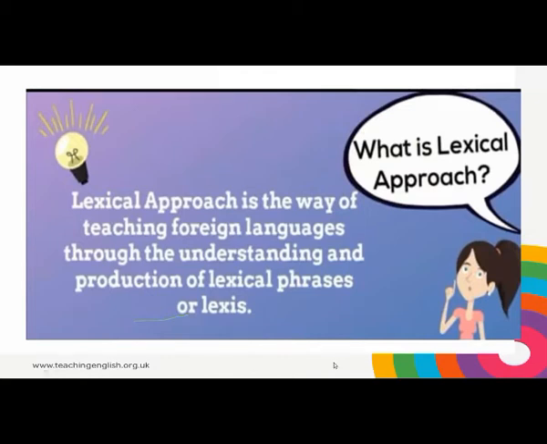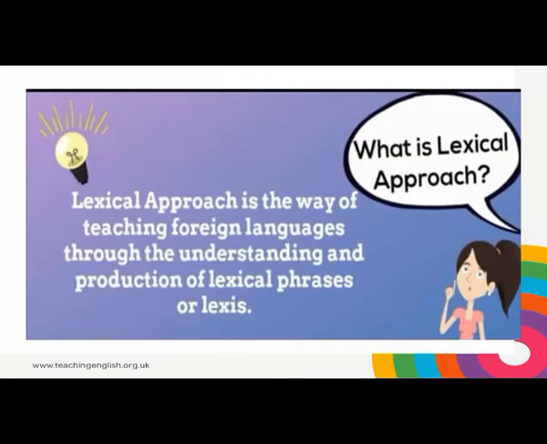So what is the lexical approach? Lexical approach is a way of teaching foreign language through the understanding and the production of lexical phrases or lexes. So what's the meaning of lexical and lexes? Lexes means words, and lexical approach means the approach that focuses on words. So this approach, from its title, focuses on vocabulary.